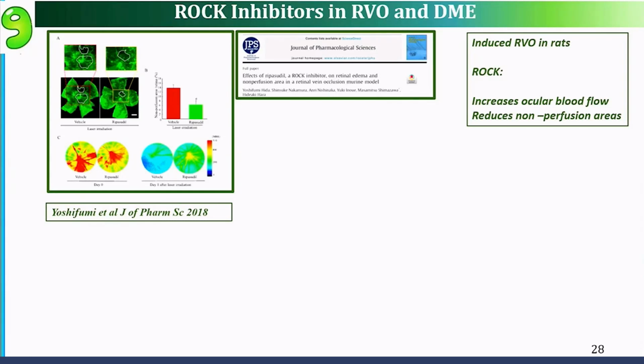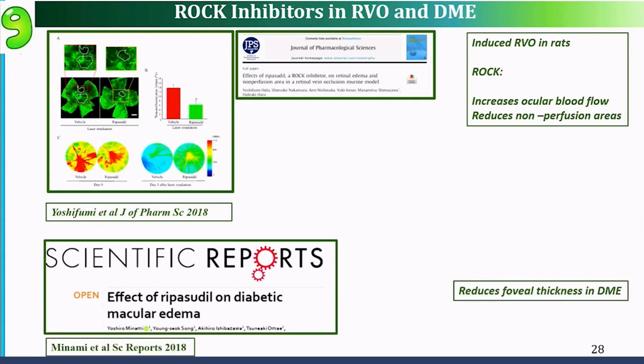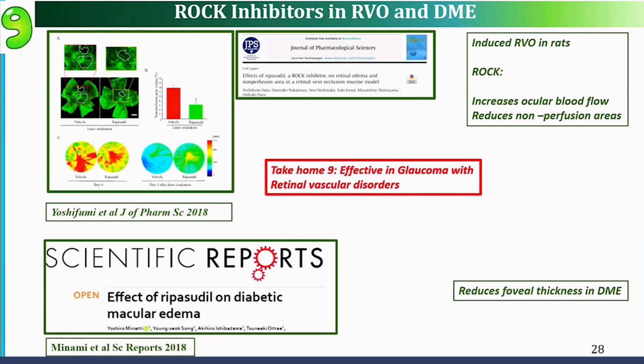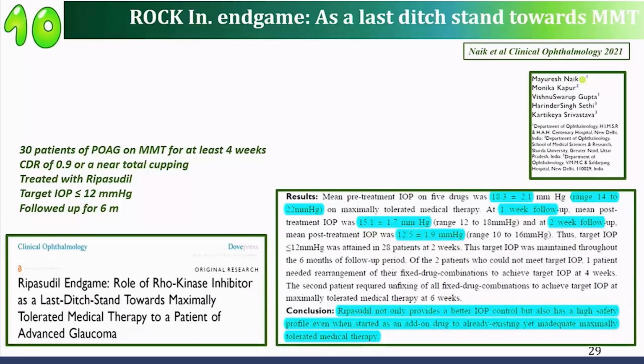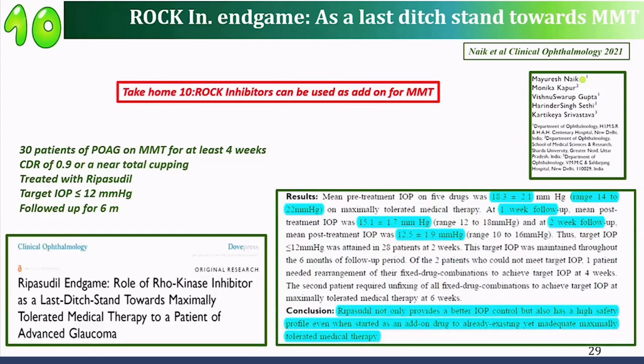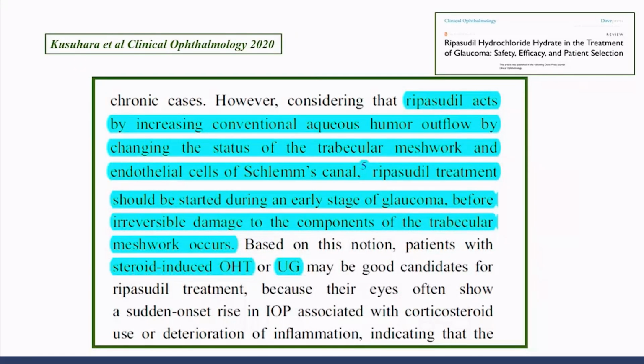In retinal disorders, it has been seen that ROCK inhibitors increase the ocular blood flow and reduce non-perfusion areas, and it also reduces foveal thickness in DME. So it is effective in glaucomas with retinal vascular disorders, and again this has been discussed because it's a new drug. It is an addition to the armamentarium in case of maximal medical therapy. So I would end with this one slide, and I want you to remember this, what the authors had concluded in this study published in 2020.